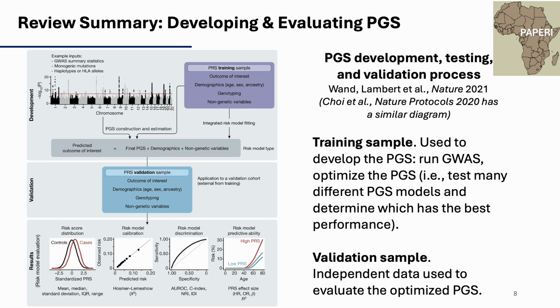If you're interested to learn more about the development and evaluation of polygenic scores, take a look at the references that I've cited here. There's these 2 different papers. Both of them have figures that are pretty similar to this one shown here, and they give you really nice walkthroughs of how to develop polygenic risk scores, how they're evaluated, different criteria that are used. So take a look at these if you're interested to learn more about this topic.